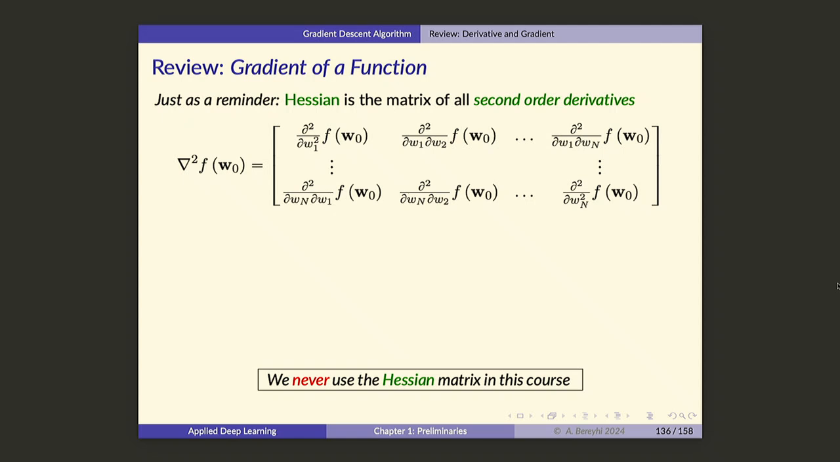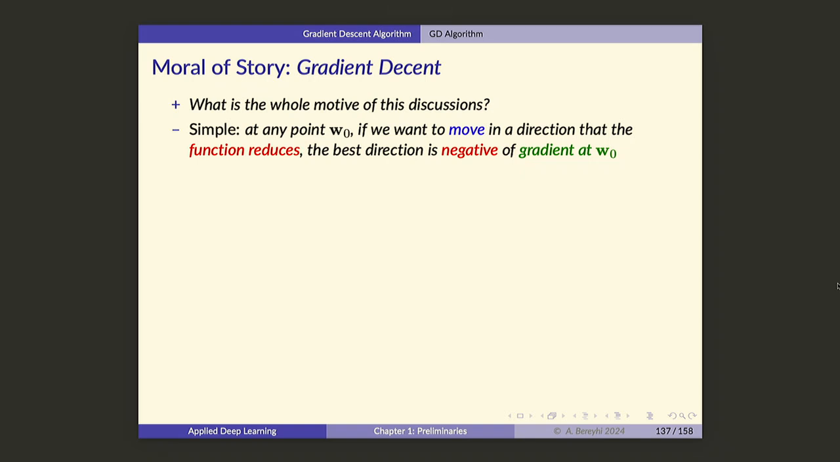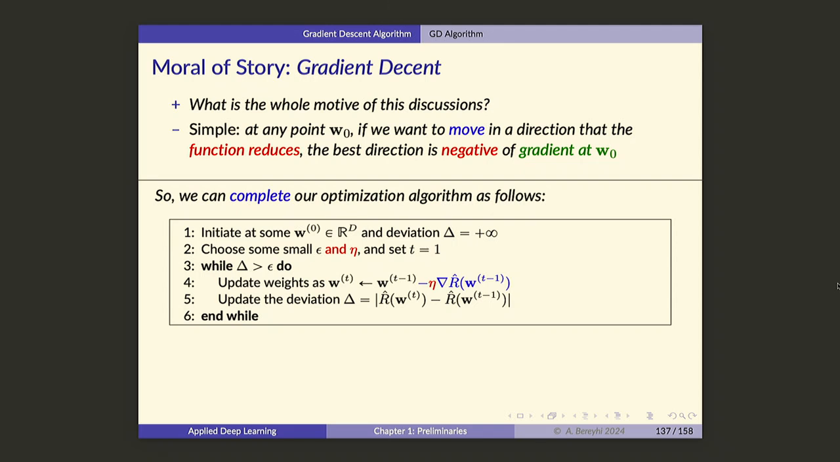Okay. Everybody's clear about the gradient properties? Yeah? So now, the moral of the story, as I told you, is that if I want to just find the right direction to move at every single point, in order to drop my function maximally, the best direction is to go for the negative of the gradient. And we can complete this algorithm that I initially showed you by replacing that mu with the gradient itself, right?